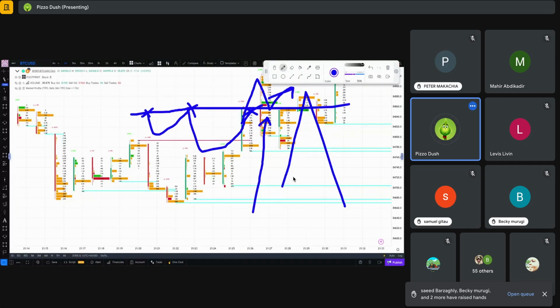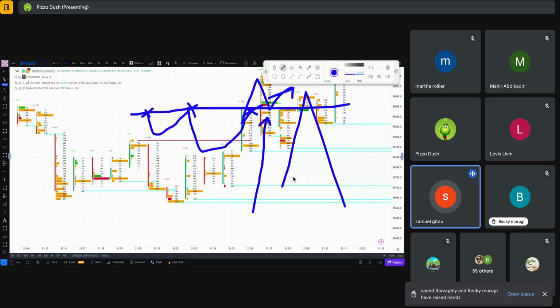Samuel Getao: My question is, you said that if the delta is negative the market should go down, but on the last small bearish candle here on the chart, it says the delta is 107k but the market went up.